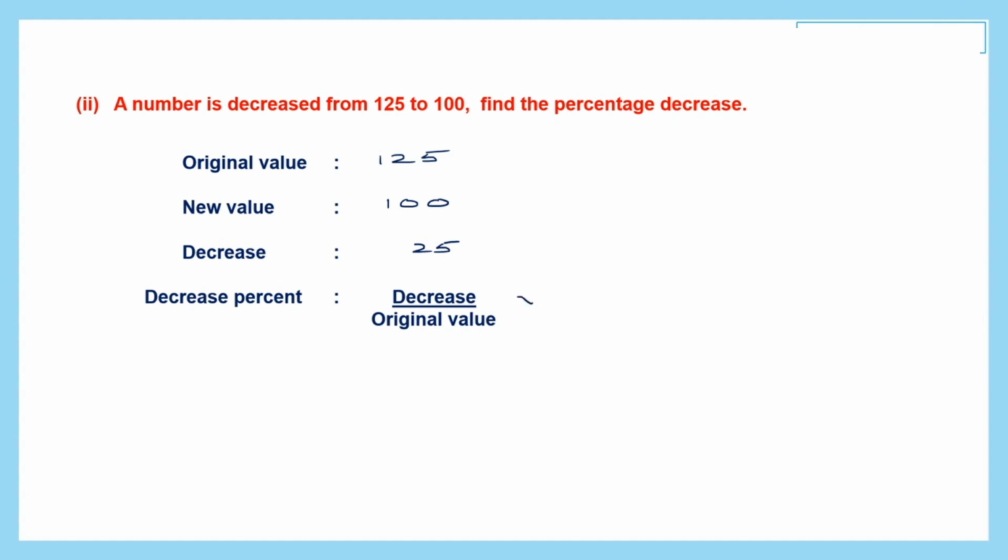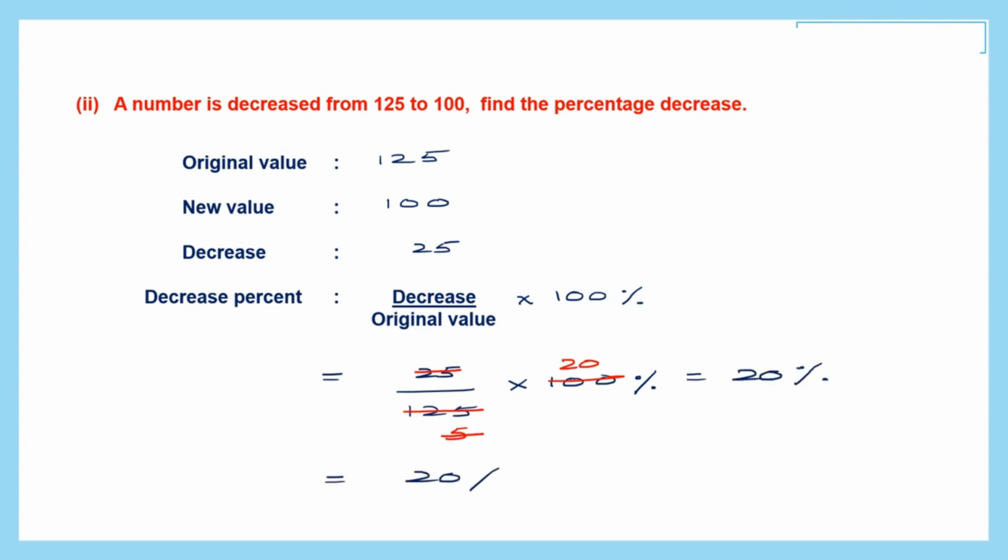Now to find the decrease percent, we say decrease by the original value into 100% because we're finding the percentage. So how much is the decrease? The decrease is 25. And how much is the original value? The original value is 125 and we multiply this by 100. So again when we cancel, we have 25 into 5 which is 125 and 5 into 20 is 100 and this is the percentage. So the decrease percent is 20%. So this is our answer.